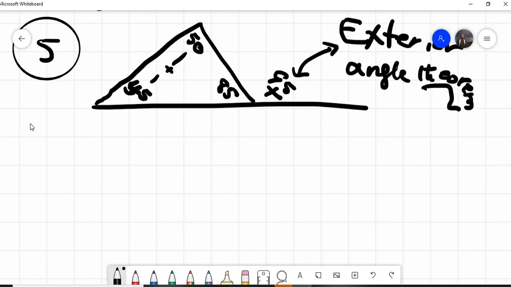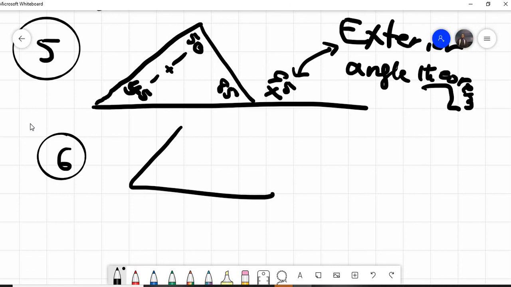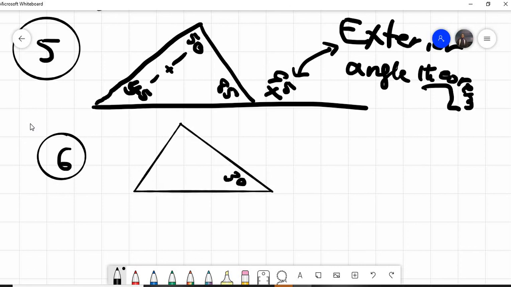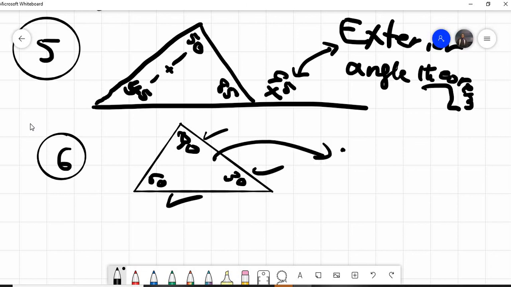Okay, one more. So this one is, suppose, 30. This one is 90. So what's gonna be here? So you add this one, 90 plus 30, 120, and then this one is gonna be 60. Which all are correct. So inside the triangle, all the angles must be equal to 180 degrees. That's it.